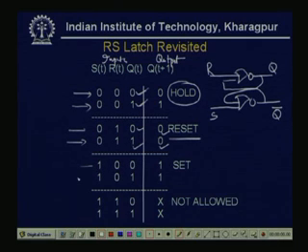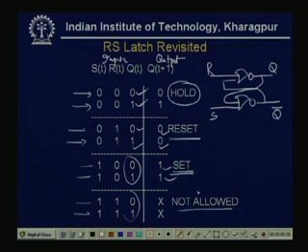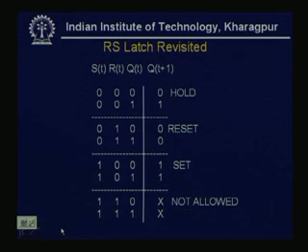Similarly, when it is 1, 0, whatever be the value of Q, the next will be 1, and that we have defined as the set. If it is 1, 1, whatever be the value of Qt, then it is not allowed, or lastly we have defined it as undetectable or unpredictable, the question marks, that means it is not allowed. So, already last day we have seen this is the truth table of the SR latch.